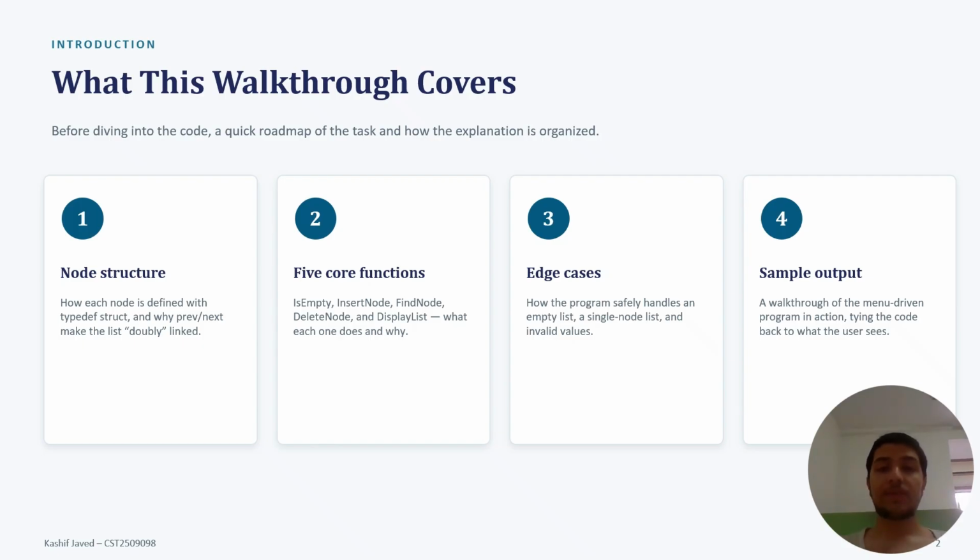Before I get directly into the code, here is a quick roadmap of what I'll be covering. First is node structure. This is how each node is defined and why it's called doubly linked. The second thing is the 5 core functions: isEmpty, insert node, find node, delete node, and display list. Thirdly, we're going to look at how the program handles edge cases like an empty list, a single node list, and how to search for a value that does not exist. And finally, I'll walk through a sample run of the program so we can see it working.